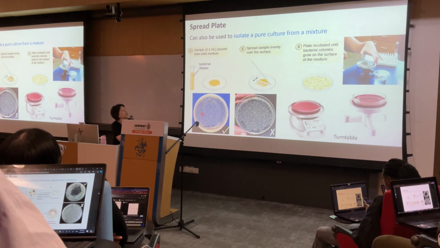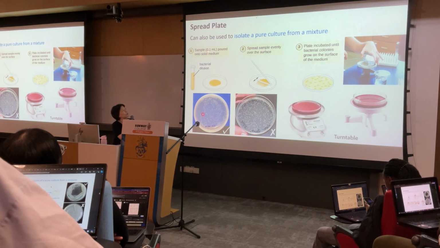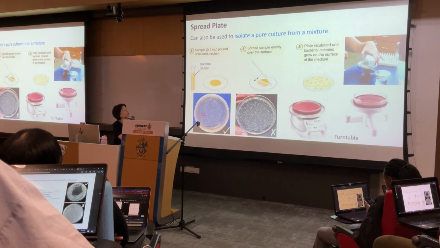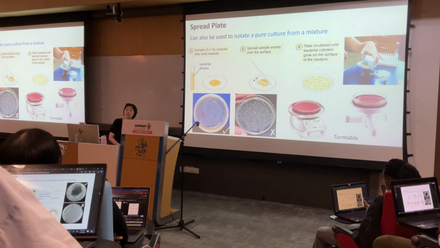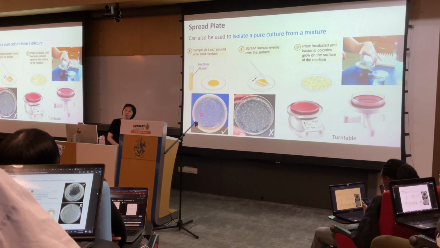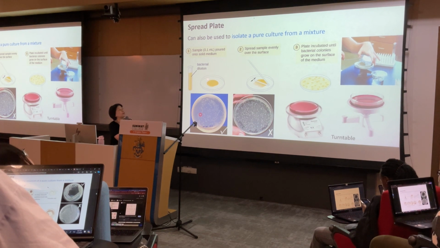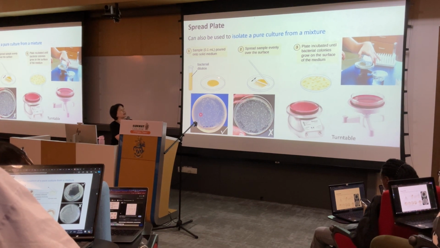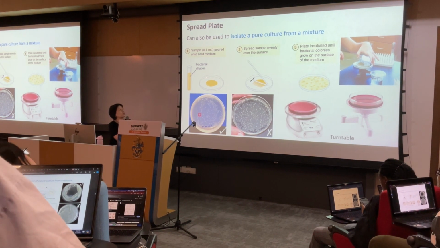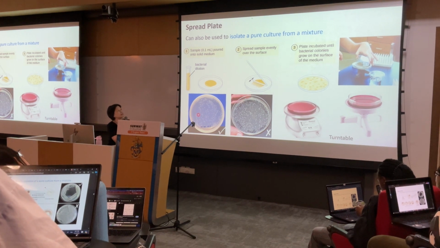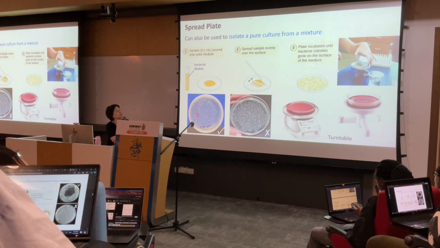You add a bit of the culture. Normally it's 0.1 to 0.5 milliliter. Normally the best for me is 0.2 milliliter, meaning 200 microliter. But 0.1 to 0.3 or 0.5 is fine, because if you have too much, it cannot absorb into the agar, and you get a very wet surface. So you need something that is able to absorb quickly.